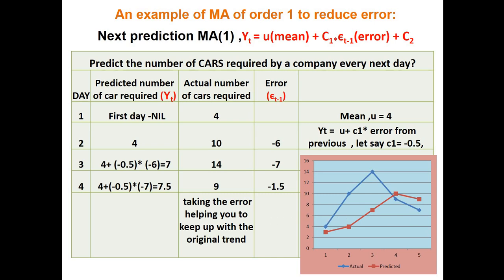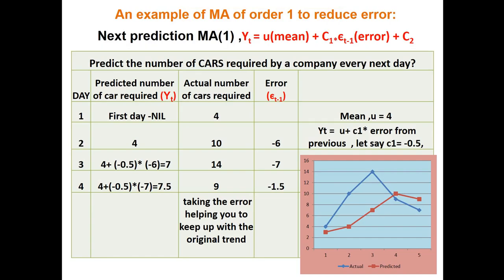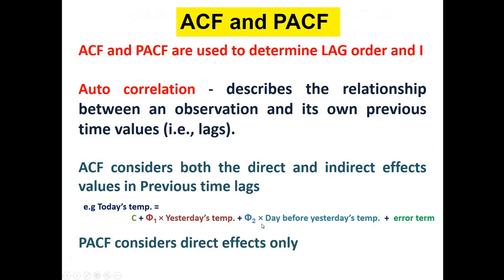From here, you understand that in the moving average, the error has a big effect in forecasting. And ACF and PACF are very common terminologies. They stand for autocorrelation function and partial autocorrelation function. They are used to determine the lag order and also the optimum value of the orders.